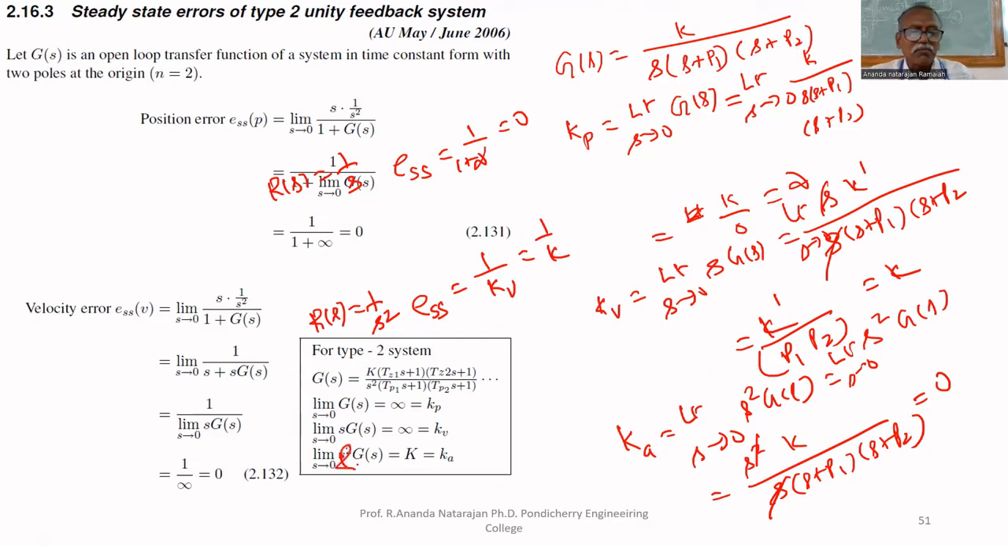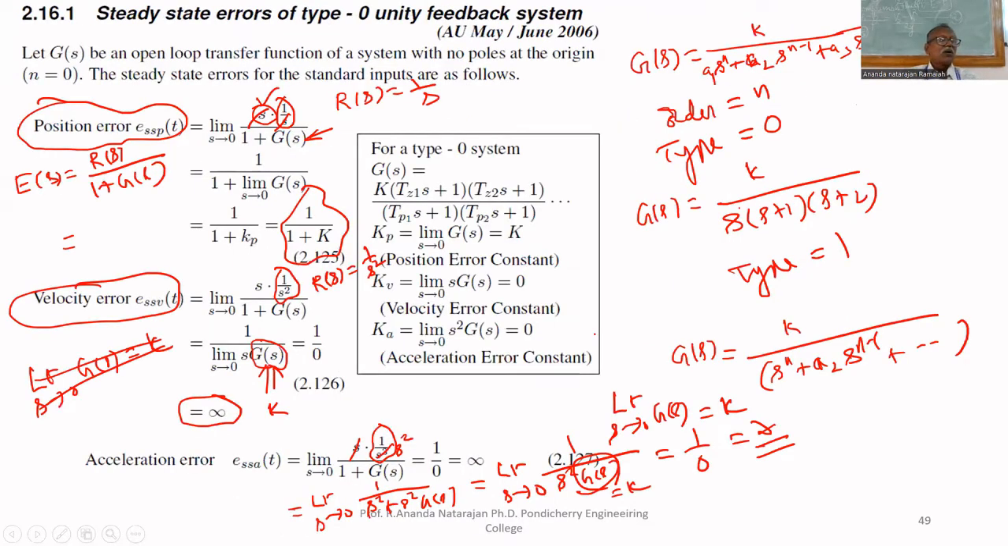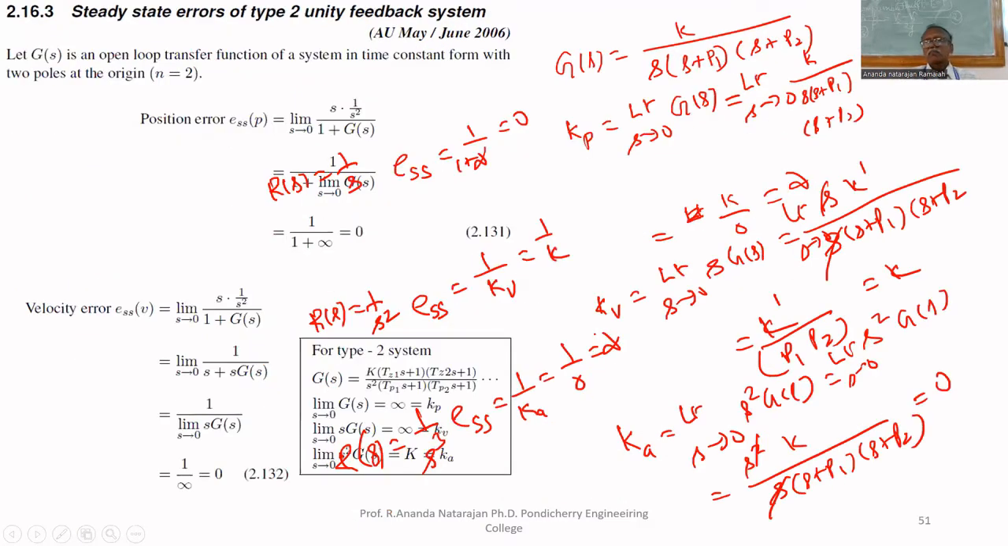For acceleration input, R(s) equals 1 upon s cube. Steady state error equals 1 by Ka, that is 1 by 0, again infinity. It is moving down. For a type 0 system, the first answer is 1 upon 1 plus K, next for velocity input infinity, and for acceleration input again infinity. For a type 1 system, the first is 0, the second is 1 by K, the third is infinity. Now infinity is reduced in one case.